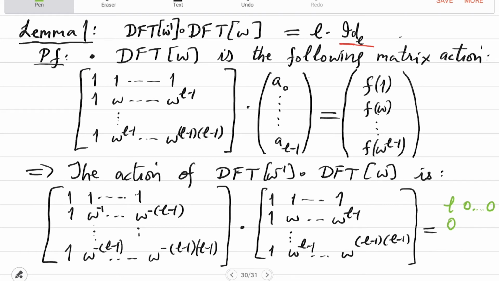In fact, with all the columns you will get 0 except the second column. The second column will cancel minus 1 with 1, so there you will get L. And this pattern then continues and gives you the identity matrix. Is that clear? So when you compose DFT omega and DFT omega inverse, you get a scaling effect. Scaling is exactly by L.